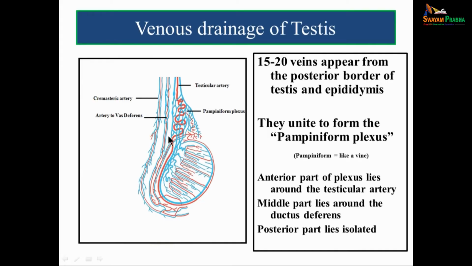All these unite to form the pampiniform plexus. The word pampiniform refers to vine, V-I-N-E. It is not W-I-N-E. V-I-N-E refers to a climber plant. It is like a climber plant, so it is referred to as the pampiniform plexus because of its appearance. The anterior part of the plexus lies around the testicular artery. The middle part lies around the ductus deferens, and the posterior part lies isolated.